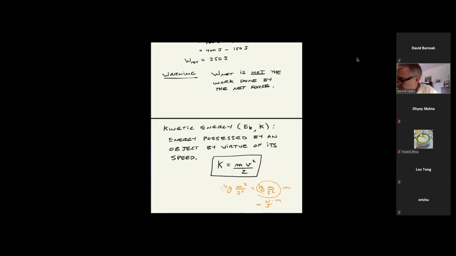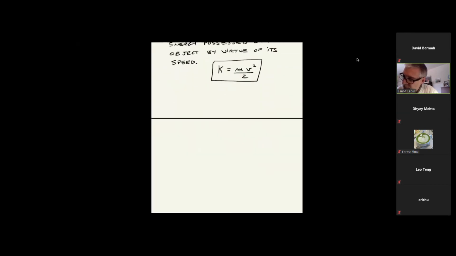All right. Okay, so I'm going to leave you with the last one. It's called the work energy theorem. Let me write it better here. The work energy theorem.